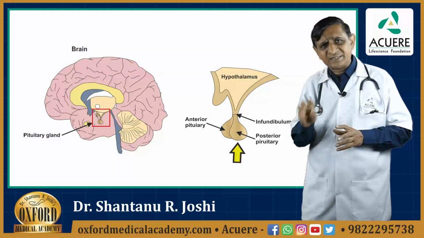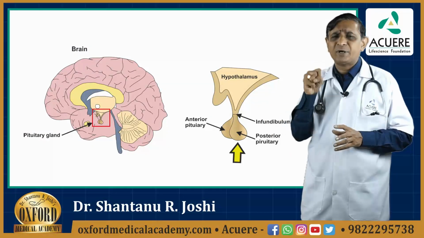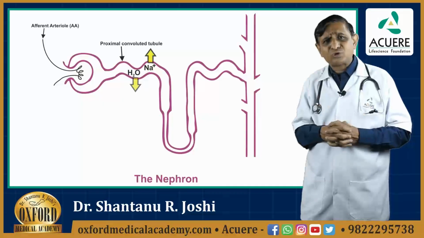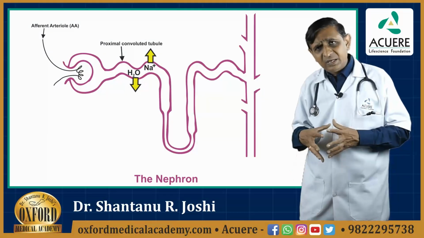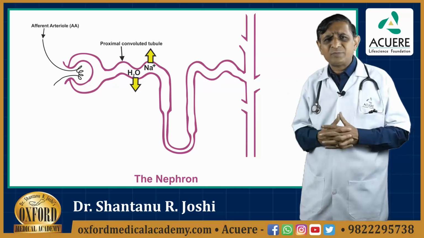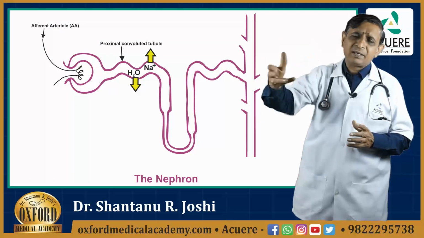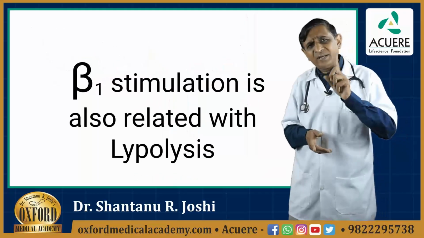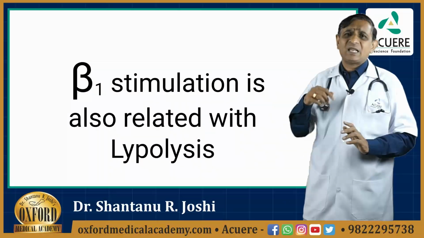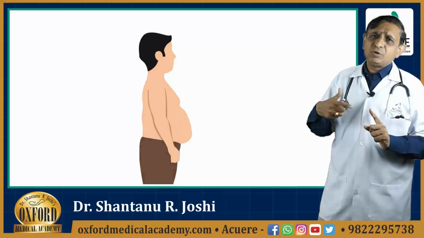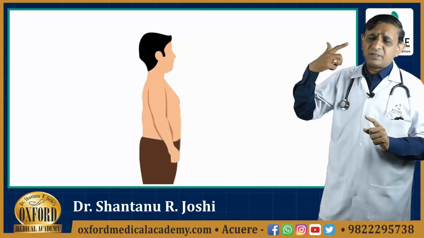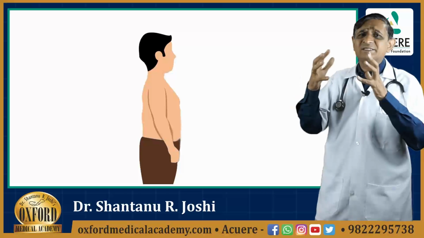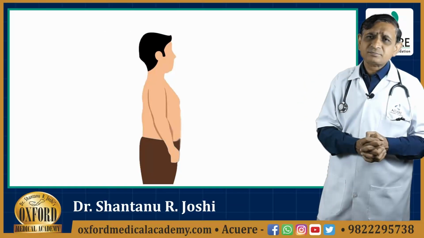Antidiuretic hormone, when it gets secreted, will retain sodium and water. It will increase the sodium and water reabsorption in the proximal tubules and increase the volume of the blood. Ultimately, it will produce hypertension. Beta 1 stimulation is also related with lipolysis. When we use beta 1 stimulation, the fat utilization increases and lipid profile is positively affected.